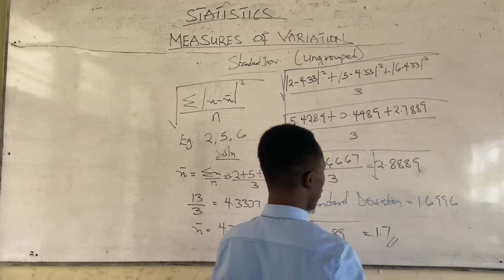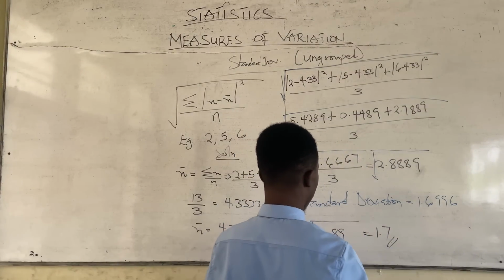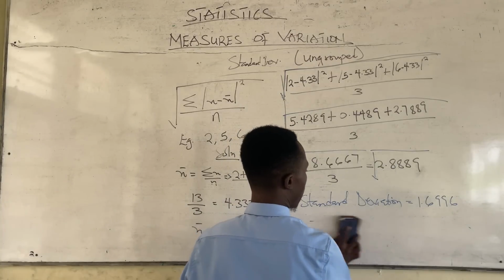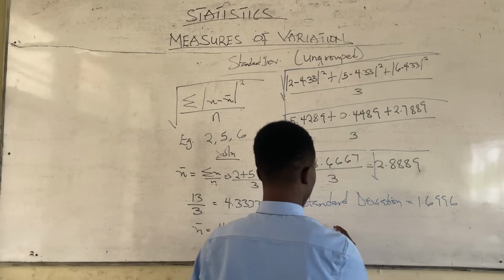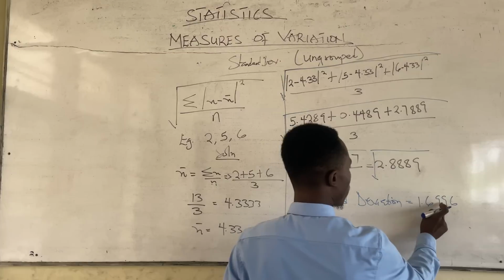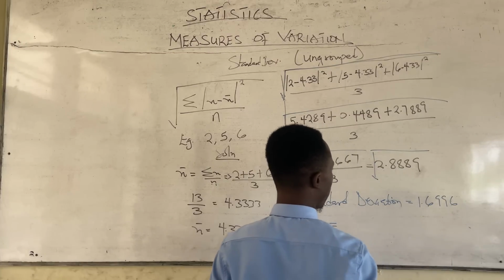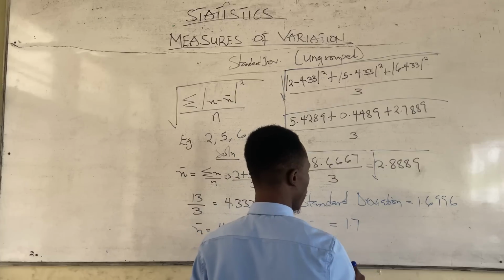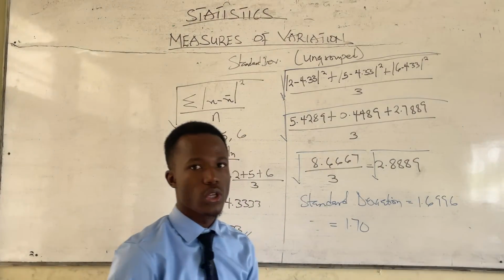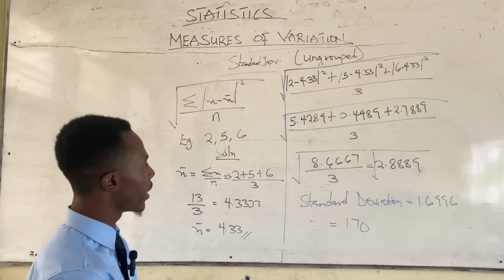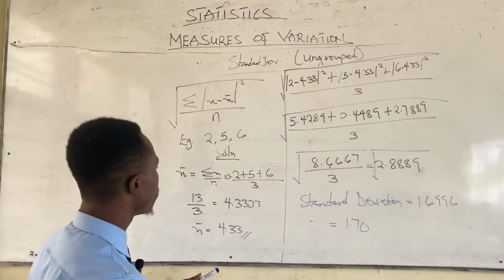1.6996. Okay, so if they ask you to round it to two decimal places, you see we have two decimal places. If you add 1 to this one, you are going to get 70, right? That is the same as 1.7 or 1.70.